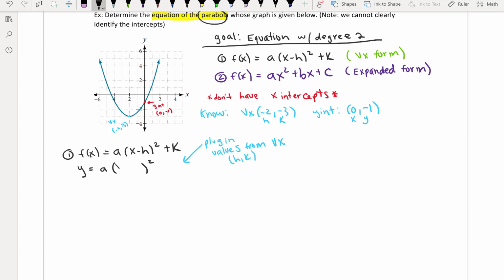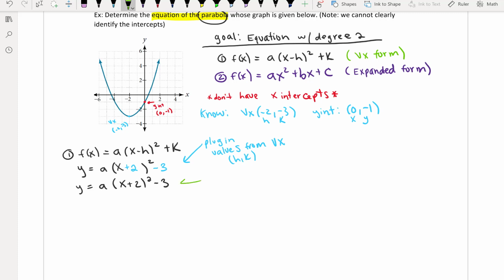So I have my x here, and I have to be careful. If my vertex h is -2, then I'm going to rewrite this as the opposite, which is a +2. And that k value is a -3. Okay. So now I have that. Now the other piece of information that I have is the y-intercept. So let me just rewrite this. So y is equal to a(x plus 2) squared minus 3.